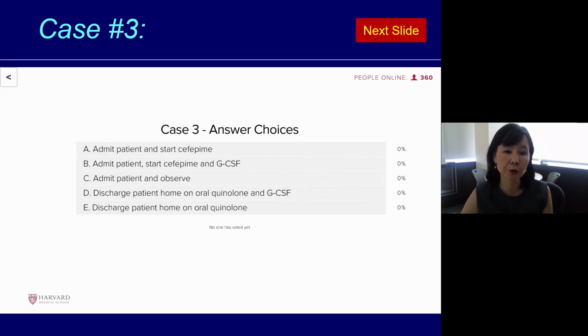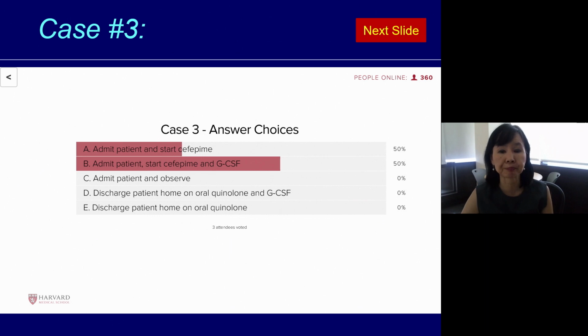So case number 3, in terms of what would you do: admit the patient and start cefepime; admit the patient and start cefepime and GCSF; admit the patient and observe without starting anything; discharge the patient home on oral quinolones and GCSF; or discharge the patient home on oral quinolones. I'll give you a chance to answer.